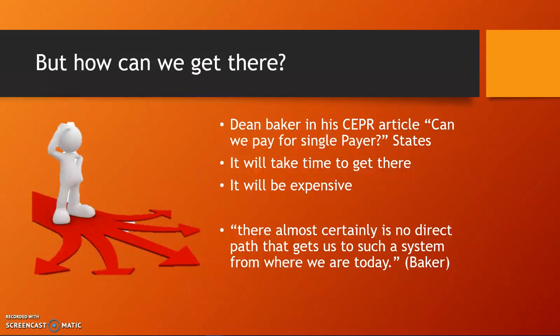It won't be an easy route, because we have dug our multi-payer system in the United States so well into everything that it will take a lot of time to take out, because there are a lot of jobs in administration for it, and a lot of ways that we have organized laws such as Medicare and Medicaid to work. There are a lot of things that we would need to reverse and change to a single-payer type system. In a great quote that he states in his article, "There almost certainly is no direct path that gets us to such a system from where we are today."